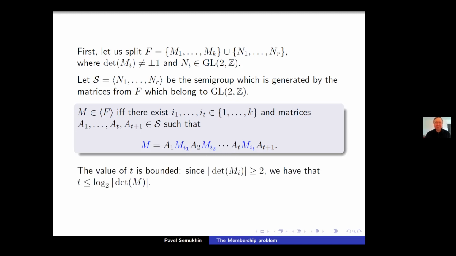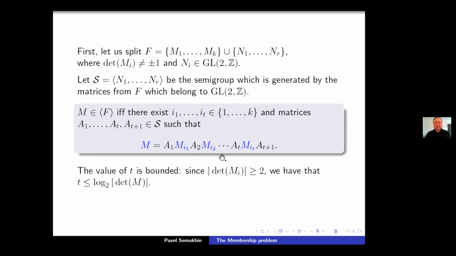Well, this is quite a straightforward observation, but it's important for the proof. And the most important thing here is that the value of T in this equation is in fact bounded. It is bounded because these blue M matrices have determinants whose absolute value is at least 2. And it means that T must be less than or equal to the binary logarithm of the absolute value of the determinant of the target matrix M.